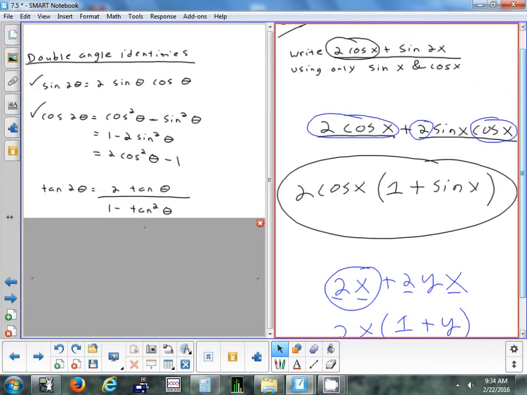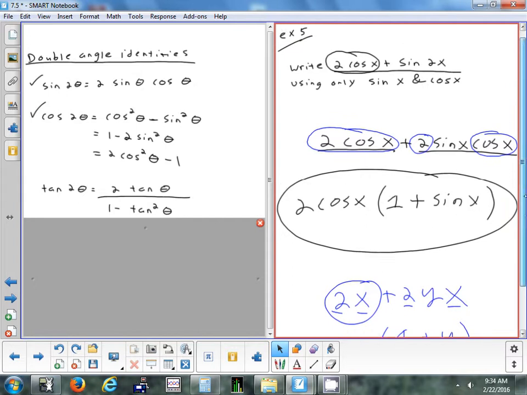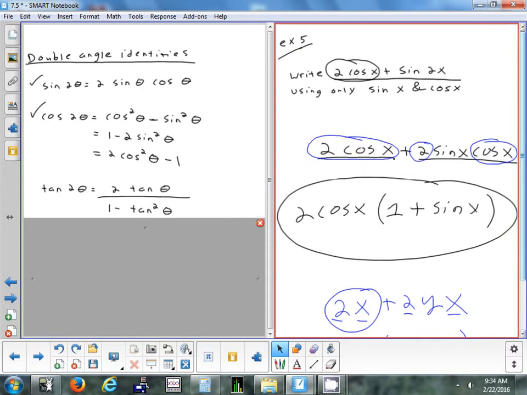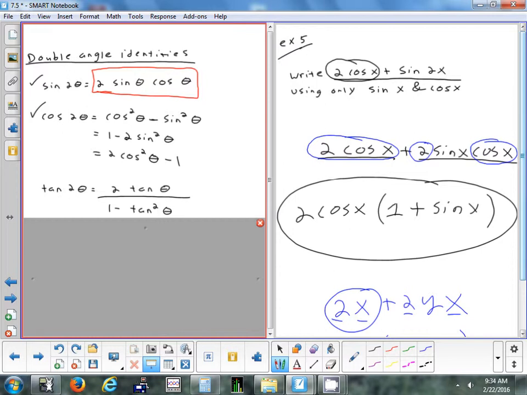Okay, any other questions on that? How did we get the cosine? This cosine? That comes from right there. So if you want to replace sine 2x, you have to replace it with 2 sine cosine. That cosine is that cosine right there. I used x's in the identity, I used thetas. That doesn't matter. Any other questions on that?